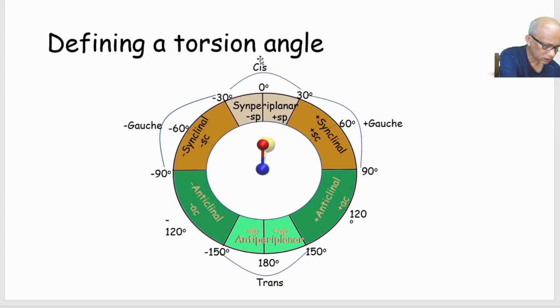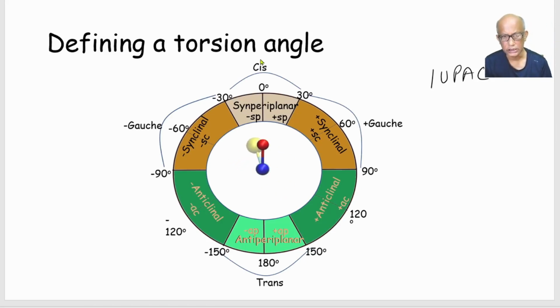Now IUPAC, that is the International Union of Pure and Applied Chemistry, defines certain names for regions of this angle. For example, if the torsion angle is between minus 30 to plus 30, we call it syn periplanar. If it is negative, we'll call it minus syn periplanar, or minus SP for short. And if it is positive, we'll call it plus syn periplanar. Then again, if it is between 30 to 90, we will call it synclinal. Again, plus synclinal, minus synclinal.